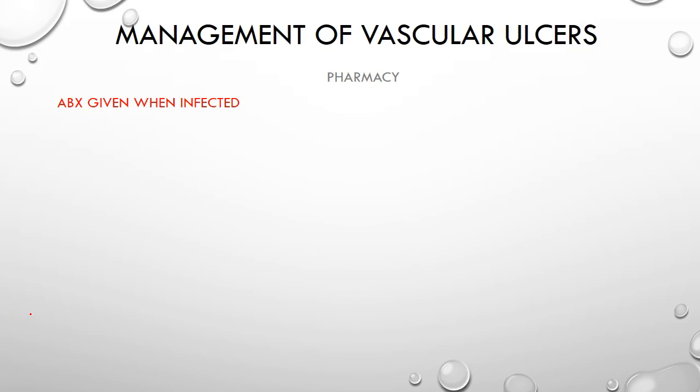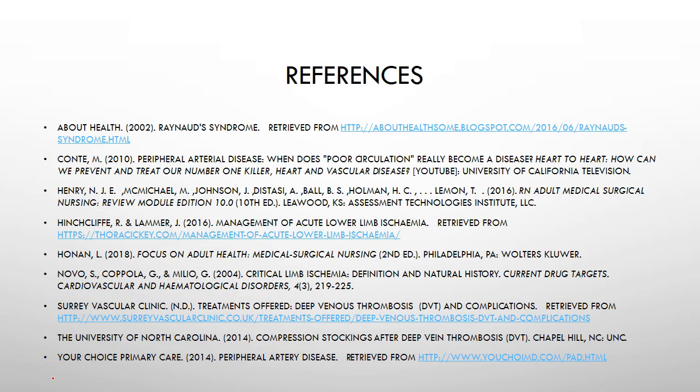When the ulcers are infected, you are going to give antibiotics. I'm not going to discuss the types of antibiotics. So that is peripheral arterial disease, and then I'm going to talk about some venous disorders in the next episode.